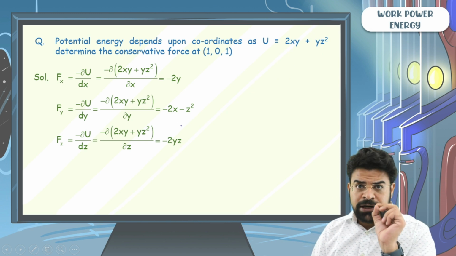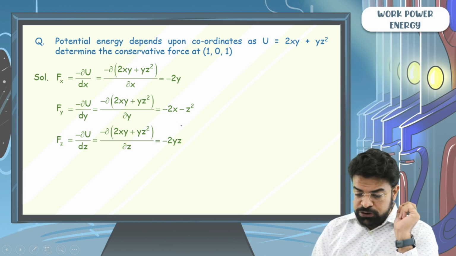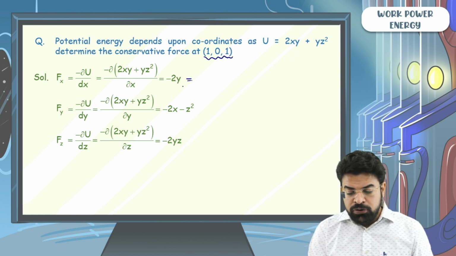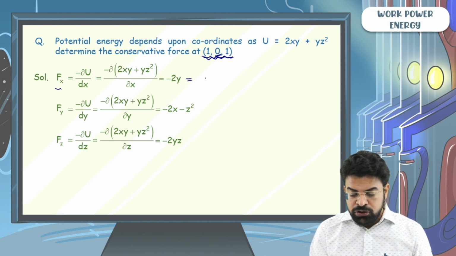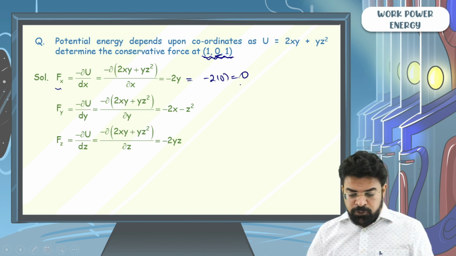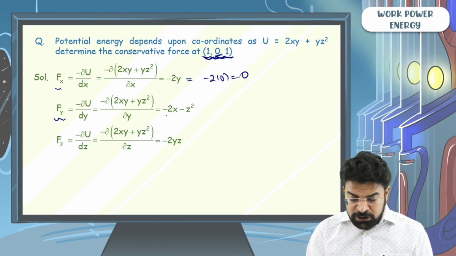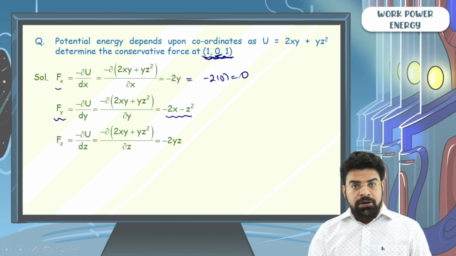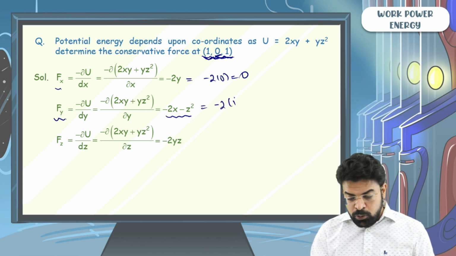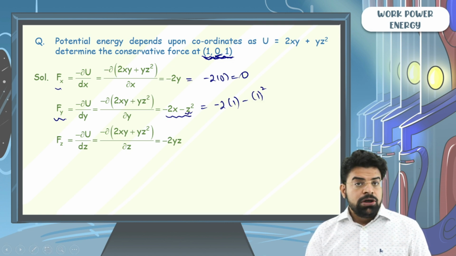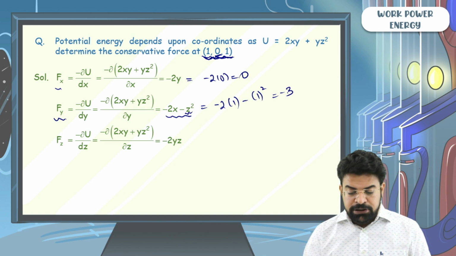Now you need to find the magnitude of conservative force at 1, 0, 1. What will be the conservative force in x direction at 1, 0, 1? So the y value is 0. So you'll get minus 2 into 0. That is 0. What will be the conservative force in y direction at 1, 0, 1? So sir, that is minus 2x minus z square. So that will be minus 2 into 1 minus of z square. That is again 1 square. So that comes out to be minus 3.